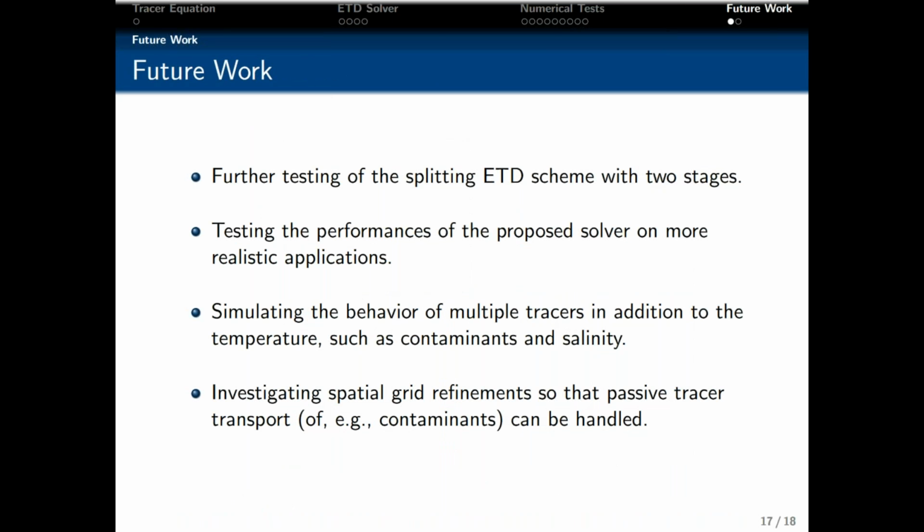So what we do now, we have to further do some tests about our splitting ETD scheme. It would be nice to have more realistic applications. We want to add multiple tracers, so we want to add also salinity and contaminants. And about contaminants, especially passive tracers, it would be nice to investigate spatial grid refinements.